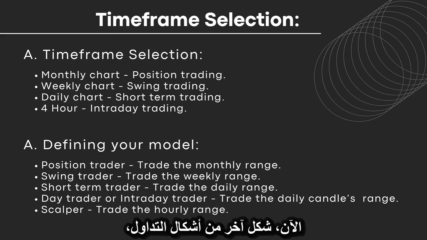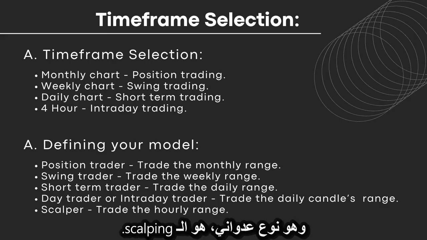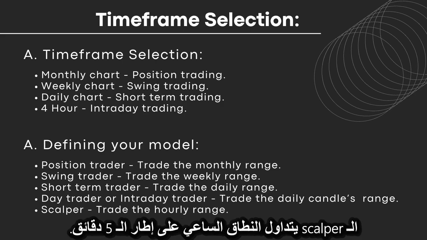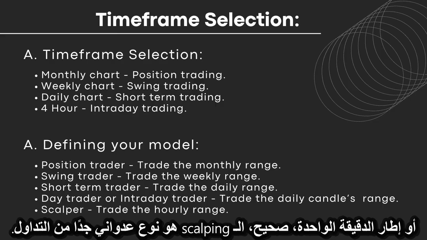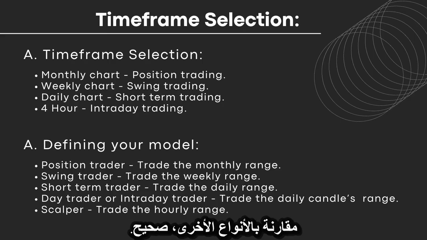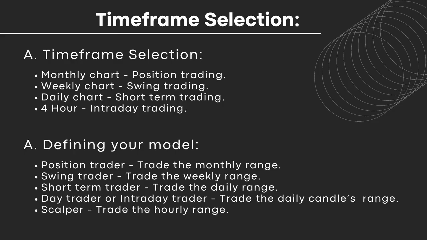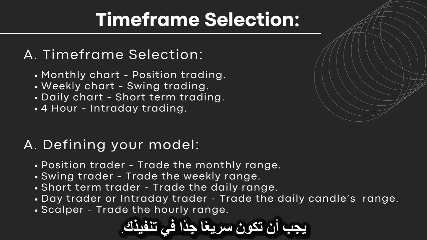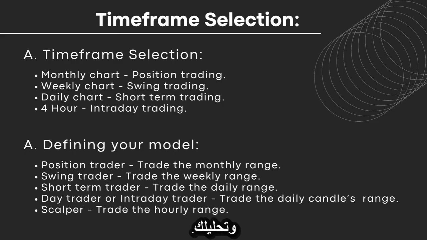Now, another form of trading, which is an aggressive type, is scalping. A scalper trades the hourly range on the 5 minute time frame or the 1 minute time frame, right? Scalping is a really aggressive type of trading, and the margin of profitability for scalping is pretty small compared to the other types, right? And it's an advanced type of trading where you need to be pretty quick with your execution, your thought process, and your analysis, right?